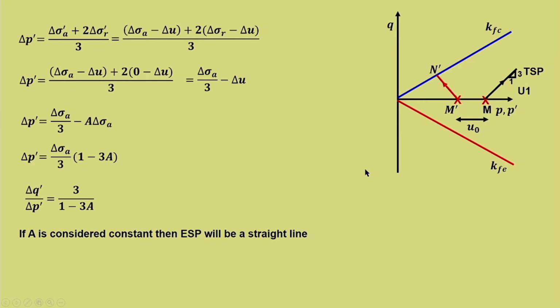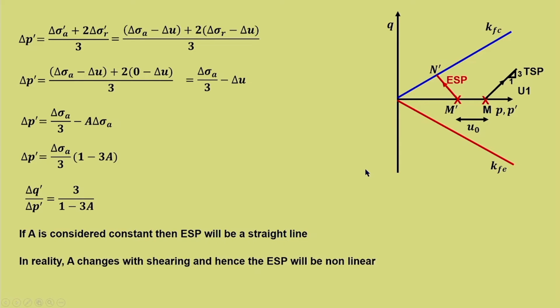So, M dash N dash is the effective stress path, and if A is considered to be varying, then it becomes a non-linear stress path. Now, for example, if A f is equal to 0.5, then in this case you will have an inclination of minus 6, so it will be even more steep. So, you will have the effective stress path. Now, for undrained compression, we have determined the effective stress path for all the 3 cases.